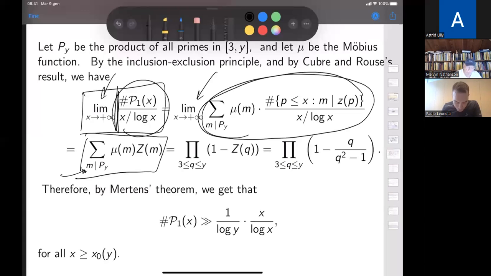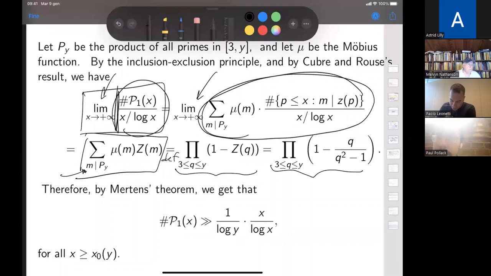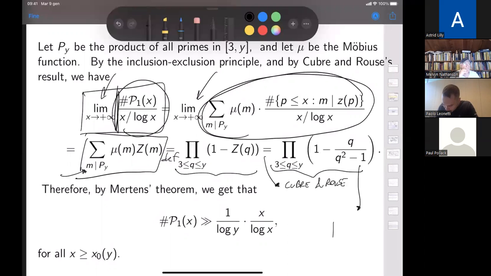Mu of m, capital Z of m, where m is a divisor of the product of the primes between 3 and y. Well, we can re-express it directly in this form here. This is just by the definition of the Mobius function. And with the result of Huber rules, we know that this is exactly equal to this quantity here. So using the result of Mertens, because this is more or less equal to the product of 1 minus 1 over q, then the cardinality of P1 of x is at least 1 divided by log y, which is our constant, which multiplies x divided by log x, whenever x is sufficiently large with respect to y. So this is a lower bound of P1 as a function of y.